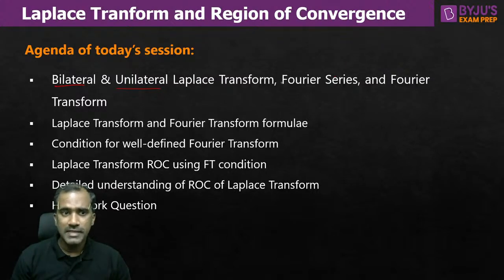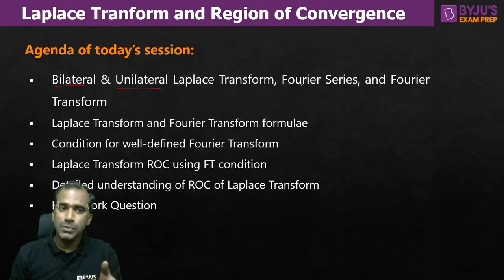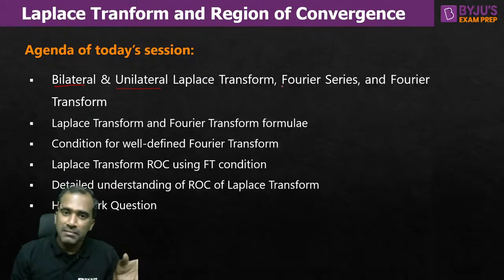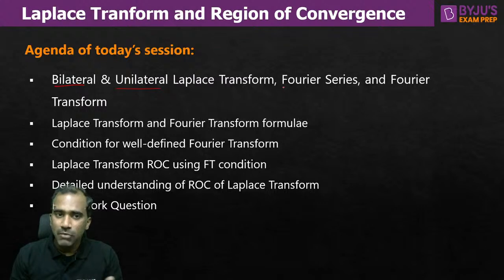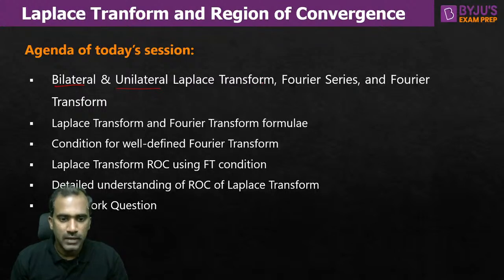Then Fourier series and Fourier transform. We learn these topics, Laplace transform, Fourier series, Fourier transform, in signals and systems as well as in mathematics. I'm teaching as a signals and systems teacher. So whatever you have learned in mathematics and signals and systems, is it the same or is it different? I'll tell you that. What transforms are exactly the same in mathematics and signals? What topics are slightly different? Where you should be careful, I'll talk about that.